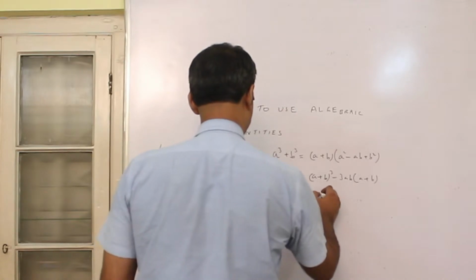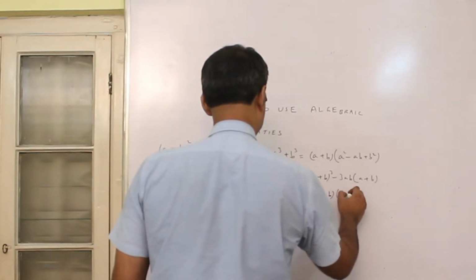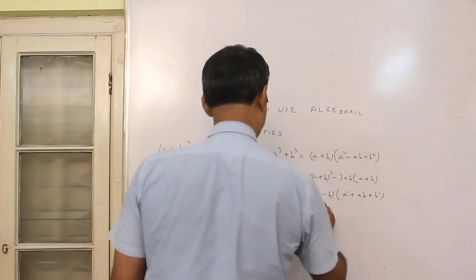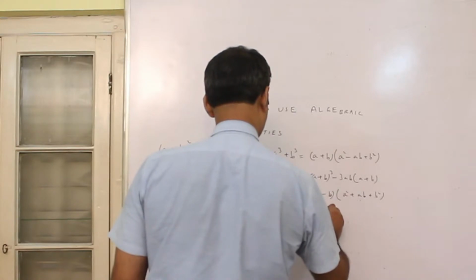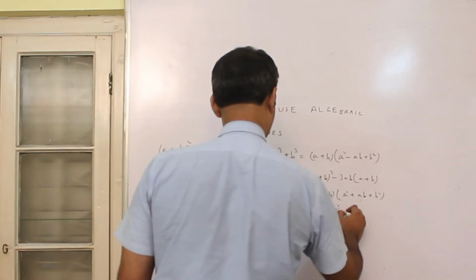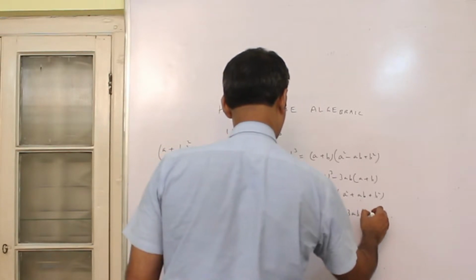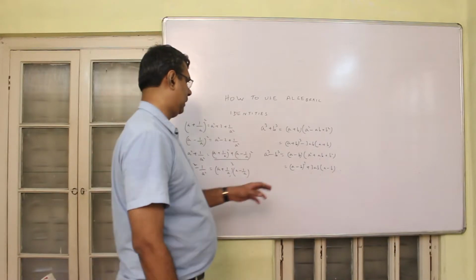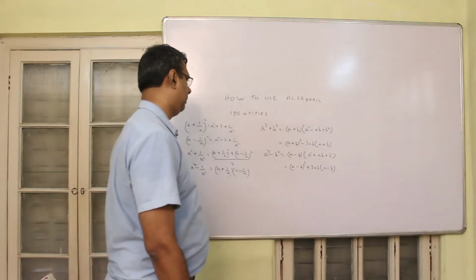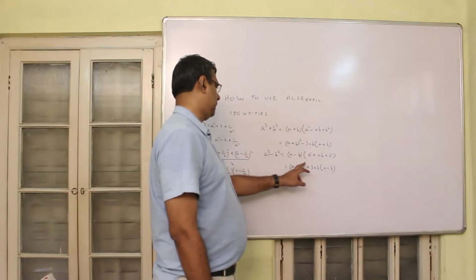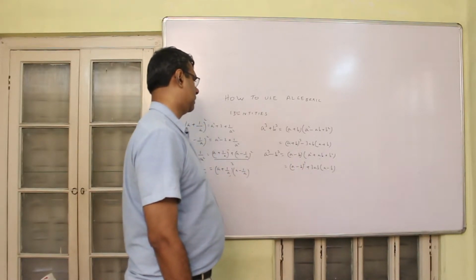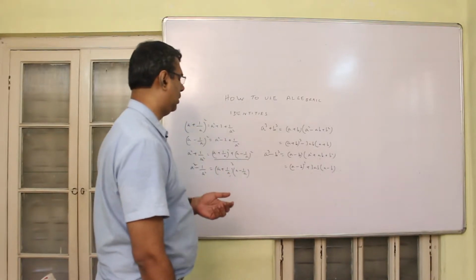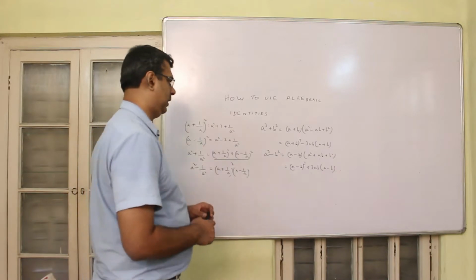Similarly, a cube minus b cube can be written as either (a minus b) into (a square plus ab plus b square), or you can write (a minus b) whole cube plus 3ab into (a minus b). So once again, there are two expressions, and depending on the usage, we can choose any one of them.